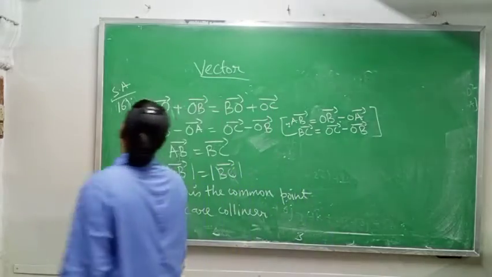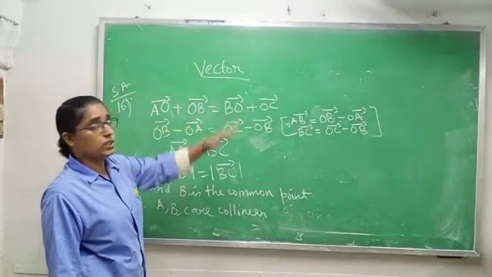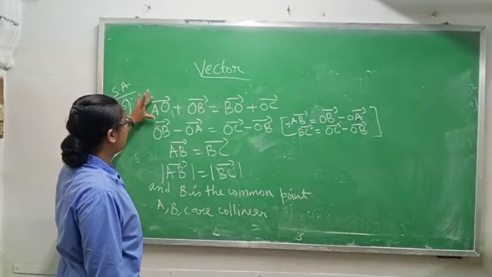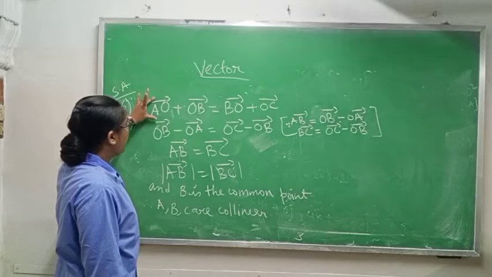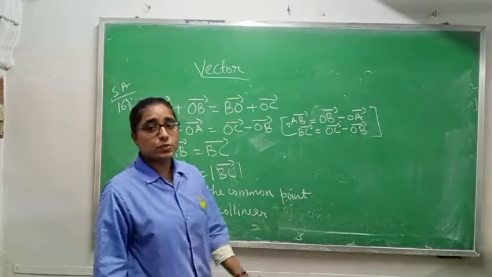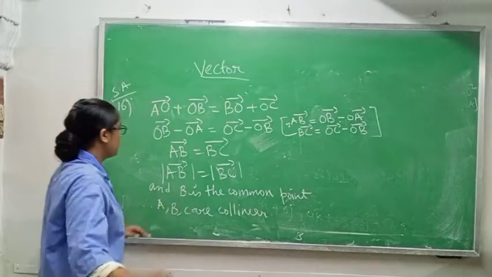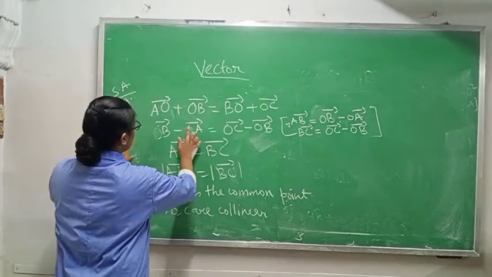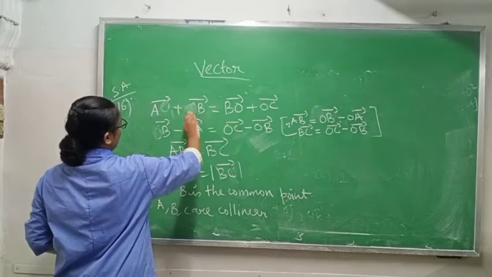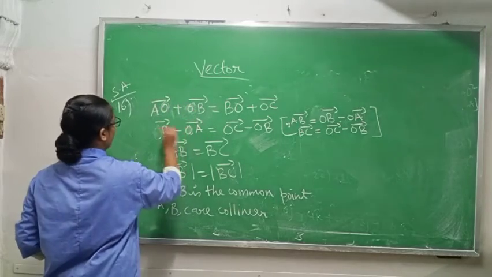How will we do that? Now see, it is written AO vector plus OB vector equals BO vector plus OC vector. Now what I am writing, OB vector I am writing first, then in place of AO vector I am writing OA vector. Now you will ask why. Here O is nothing but with respect to origin we are taking. O means origin. So when we change the place, then a minus sign will come. I am showing you how.